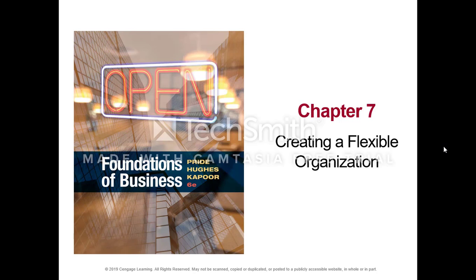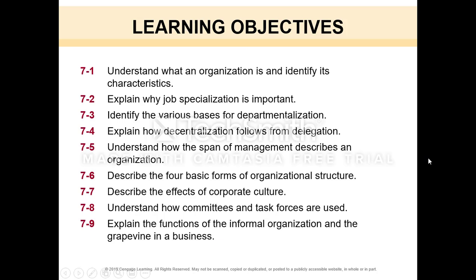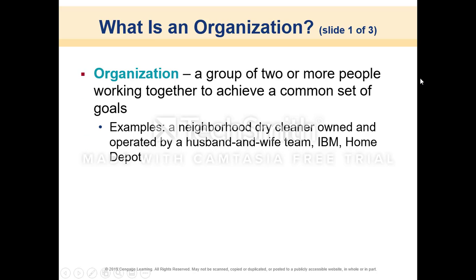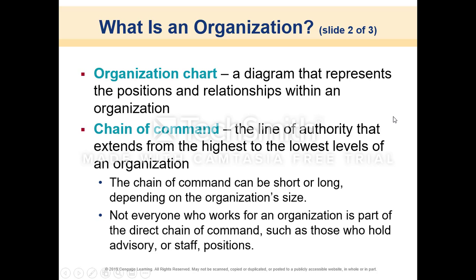Chapter 7, Creating a Flexible Organization. Here are the learning objectives. An organization is a group of two or more people working together to achieve a common set of goals. Organizations must be organized to achieve these goals. An organizational chart helps to illustrate the shape of an organization.